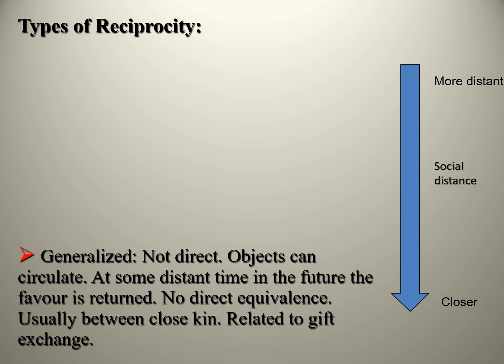Generalized reciprocity. It's not a direct exchange. Objects, things, gifts can be sort of given to someone and not necessarily returned. They can circulate, be used for a while, maybe given to someone else. At some distant time in the future, days, weeks, years, the favor is usually returned. It doesn't have to be of a direct equivalence. And this type of exchange, this sort of generalized sharing and exchange of objects and goods where no immediate or exact return is expected, this is generalized reciprocity, and it usually occurs between people that are socially close, close kin, family members, maybe close friends.